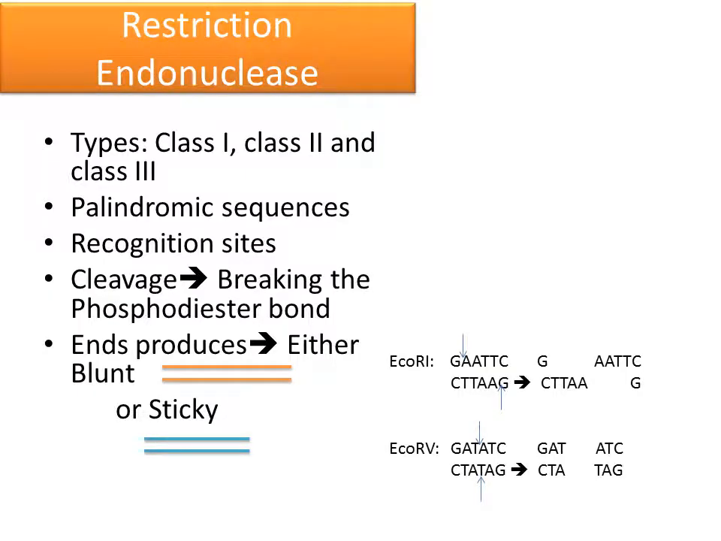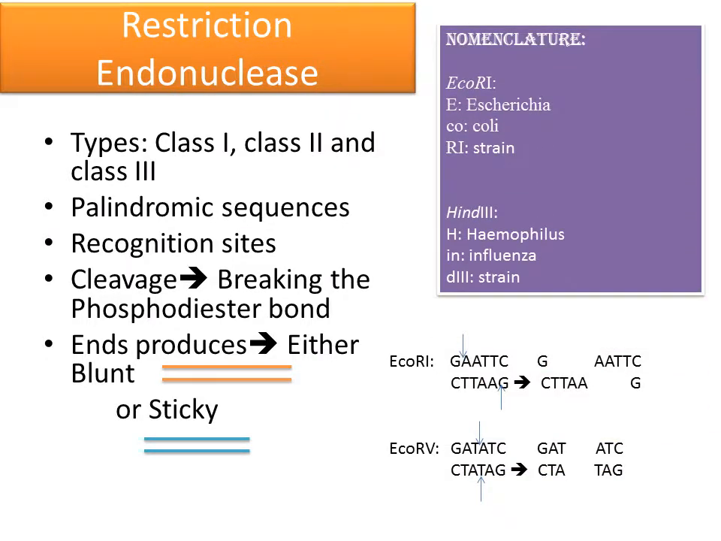Now, what is restriction endonuclease? Restriction endonuclease is of three types. Now, if we look at the nomenclature first, we find that it is written as EcoR1, one of the most common restriction endonucleases. Now, in EcoR1, E stands for Escherichia, Co stands for coli, and R stands for the strain, and Roman 1 stands for the enzyme which has been isolated from Escherichia coli.